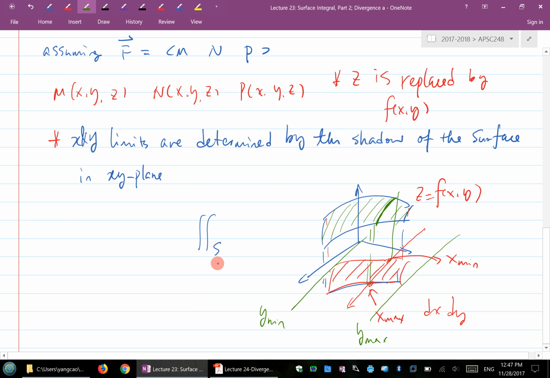Okay, so that's the idea, finding the x min, x max. It's the same idea for double integrals or triple integrals here, right? How you can go through this surface here. Okay, so we'll look at an example shortly, just evaluation of this surface integral.